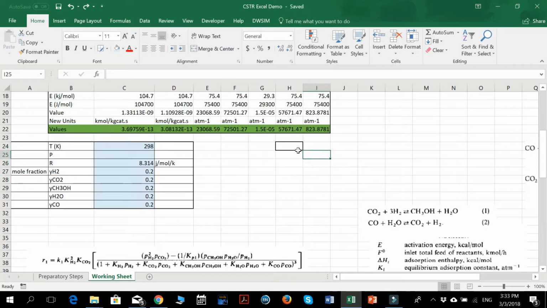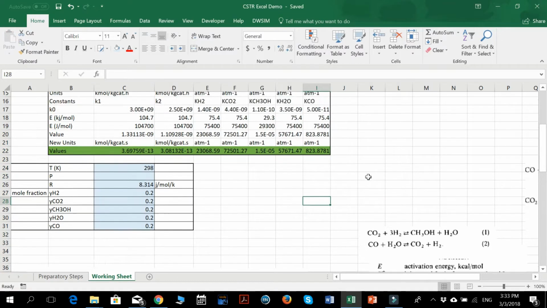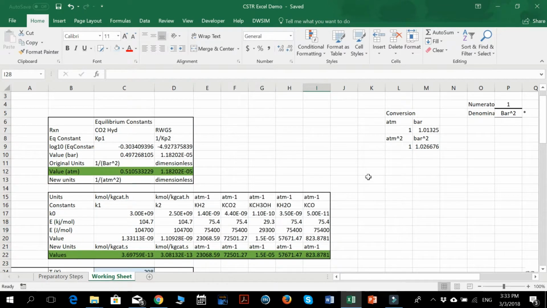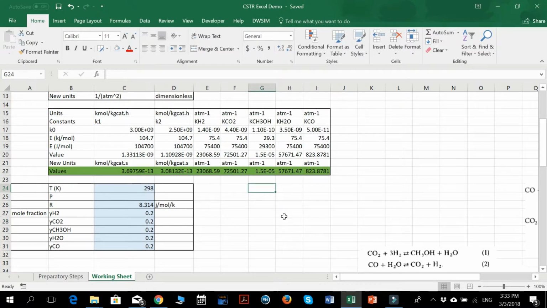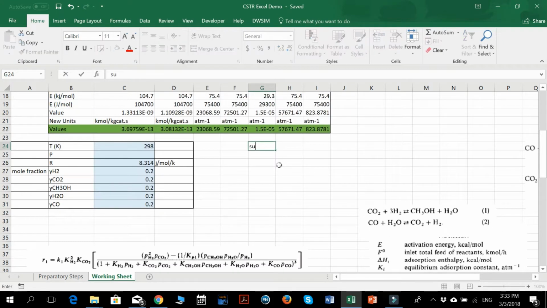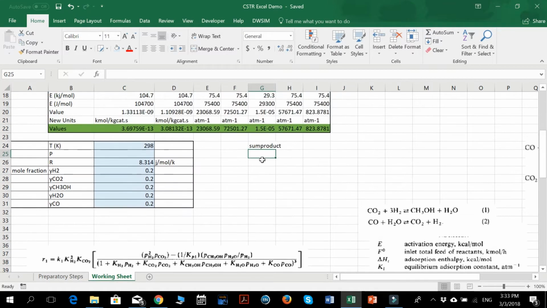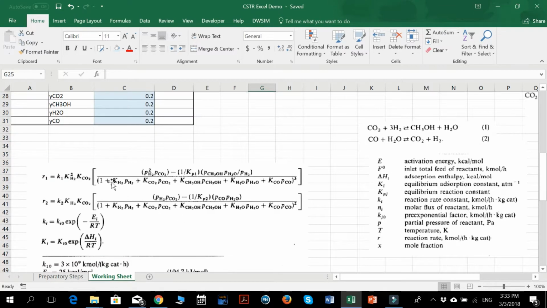Okay, so now that the borders are settled, I can start doing my reaction rates. Before we continue, I want to introduce you to something called SUMPRODUCT. This is a formula called SUMPRODUCT. And why do we want SUMPRODUCT? Well, we can see that we're going to have lots of multiplications: KH2, PH2, KCO2, PCO2, KCH3OH, PCH3OH.